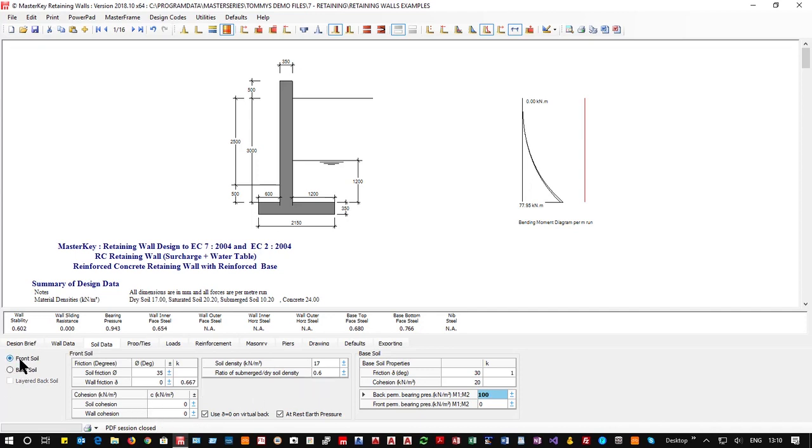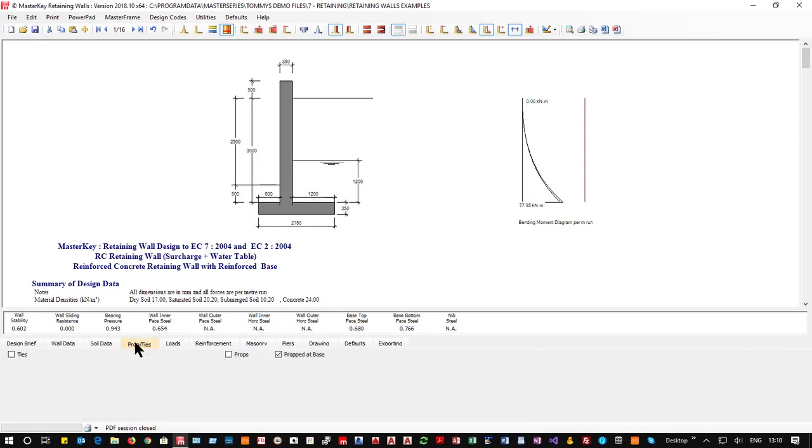We can also model our front soil different from a back soil, and in the full version we can have layered soil, so we can actually here have a sloping layer of soil. So I'm going to keep going. The soil is okay, and props and ties we will look at later.